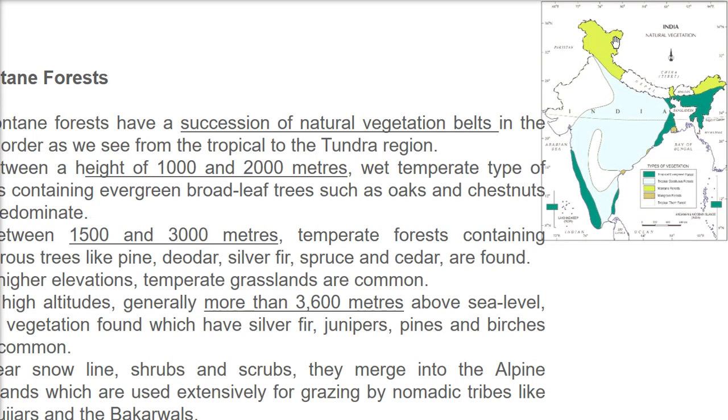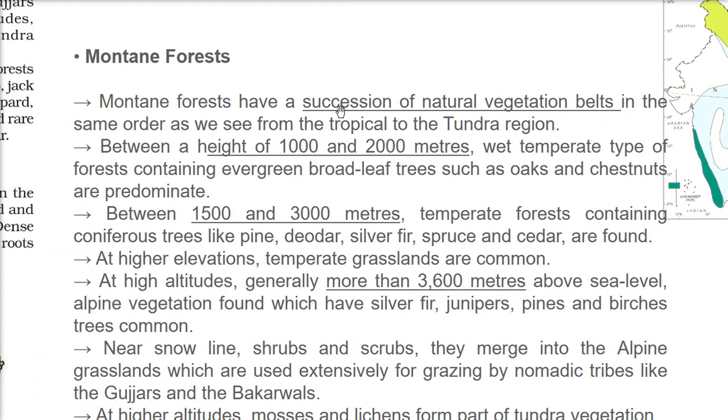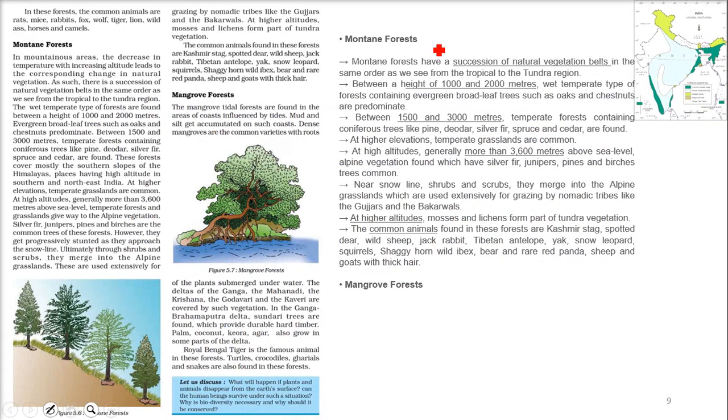These are the regions, more because these hills, or you can say the mountains, are quite high. So we don't get it here. There are mountains here, Aravali, Vindhya, and all these mountains are there, but they are not as high as what we find here. So what are the peculiarities here? See, montane forests have a succession of natural vegetation belts in the same order as we see from tropical to tundra.